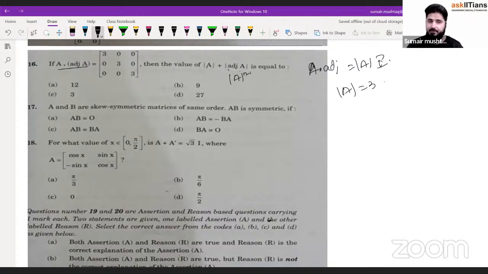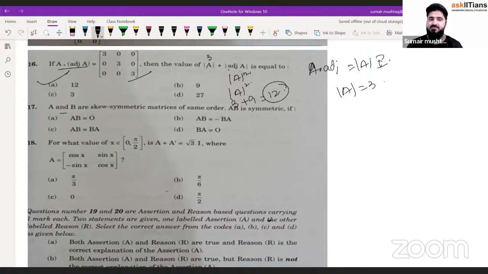The order of this thing is 3, so this is A square. So A is 3, and this thing will be 9. 9 plus 3 is equal to 12, so the answer of this thing is 12. Okay, that's option A. Simple.